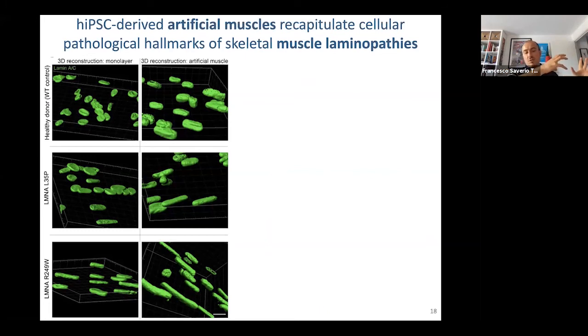So we basically generated artificial muscle using those patients, and we were quite excited to observe that, at variance with the monolayer, which you see here in some examples on the left side of this panel, we had a much different nuclear morphology in the three-dimensional reconstruction of the nuclei in the three-dimensional artificial muscle. So the nuclei now, rather than looking like pancakes, as you can see here on the left in the monolayer, they are much more rounded. And interestingly enough, as you can see already here, they are very elongated.